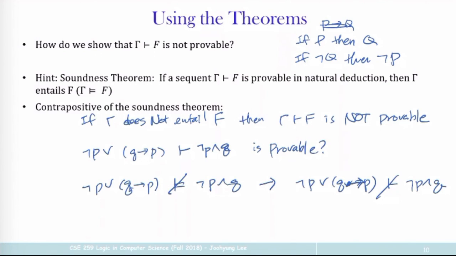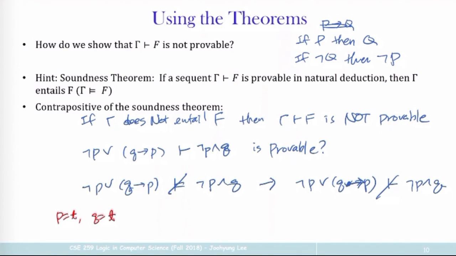For the entailment not to hold, how many interpretations do we need? Just one, yes. So what is that interpretation? P is true, Q is true. Okay, so let's use that. So suppose P is true, Q is true.